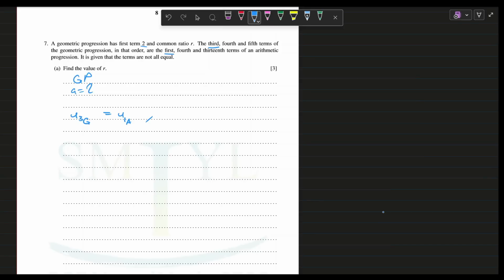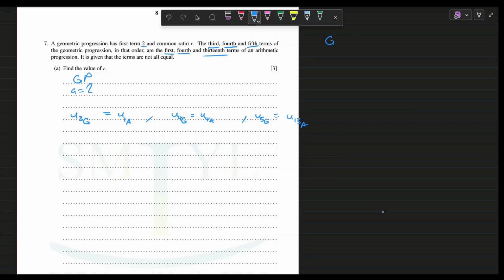Okay, and we know that the fourth term of the GP, so u4g, must be equal to the fourth term of the AP, so u4a. And then finally, the fifth term, u5g, must be equal to the 13th term of the AP, so u13a. And we have to use this information to somehow find what our r is.